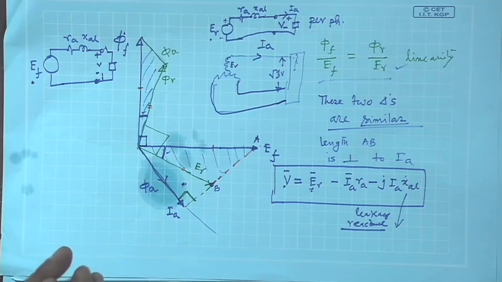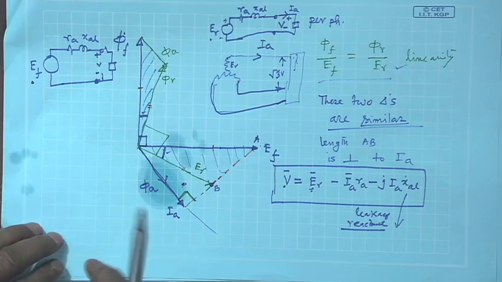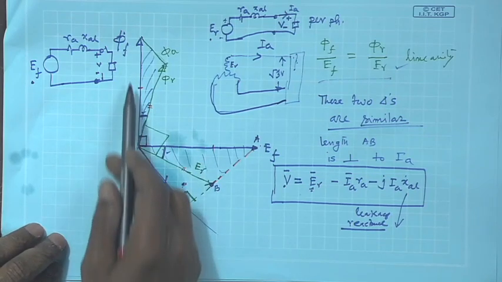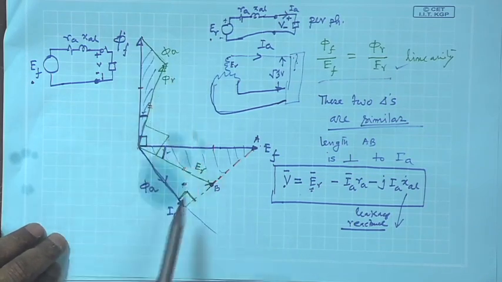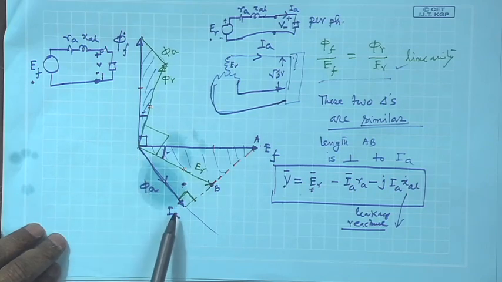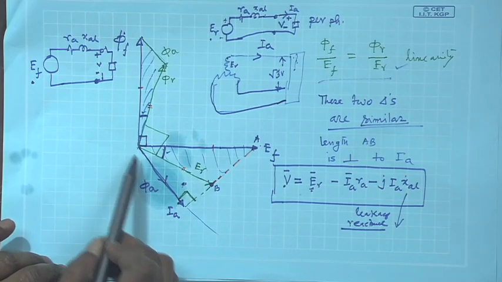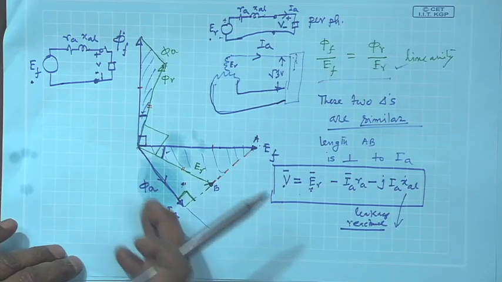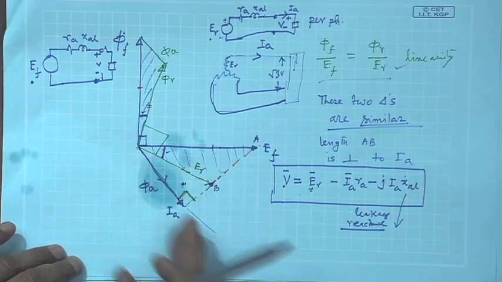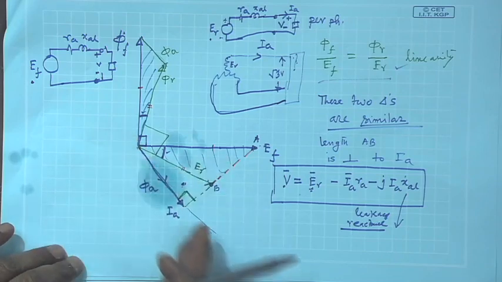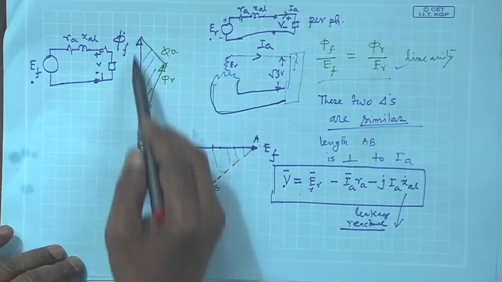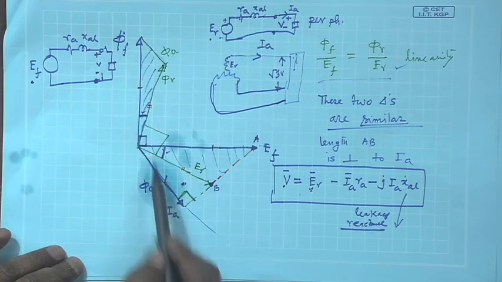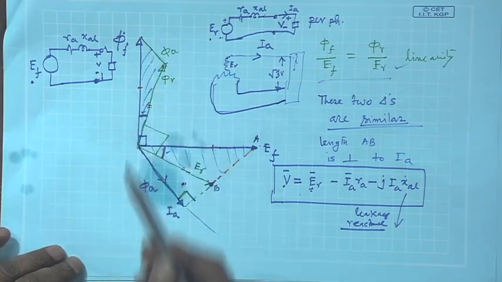And therefore, the resultant field will be this phi F plus phi A. Phi A will be along I A, because it is a rotating field, this is the armature current, and we know this is the RMS value, so maximum also occurs here. So, the armature rotating field will be along this line. So, phi F plus phi A, if you draw parallel to this as I have drawn, you get phi R.